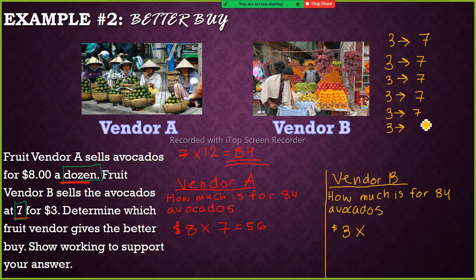Basically we have to give her 12 $3, right? Because if we continue this process, in order to get 84 avocados, we need to give her 12 $3. So it's 3 times 12, which is 36. Wow. So vendor B is actually the better buy by a mile and a ton. So for vendor A, it's 56. And for vendor B, it is 36.